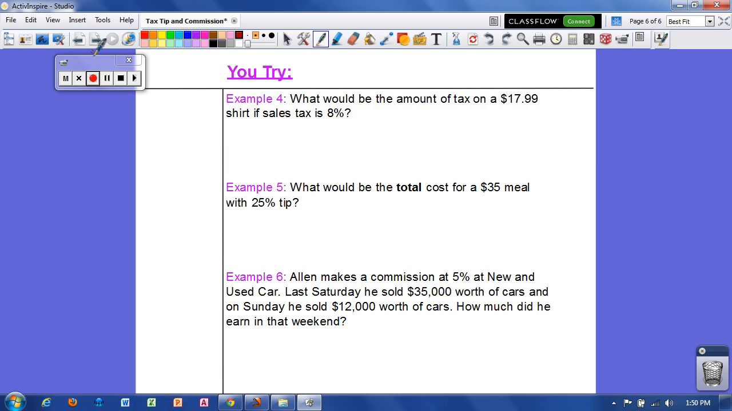All right, I want you to try examples 4, 5, and 6 on your own. Make sure you show all of your work in your spiral, and make sure that you have included this with your notes, because this will also be a part of your grade.